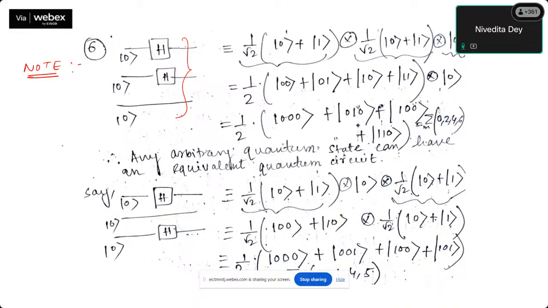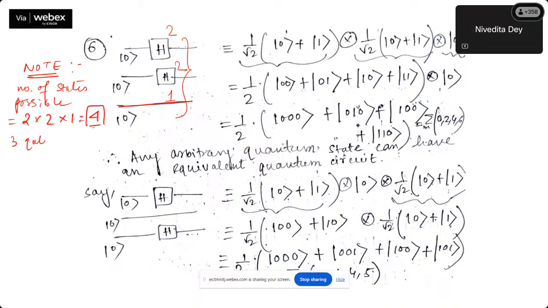If you are not using one for a qubit, say for this one I have not used any Hadamard, then that means this will yield only 1 possibility. This one will be 2 possibilities, but this one will not be 2, it will be 1. So the number of states possible will be 2 into 2 into 1, that is 4, not 8.